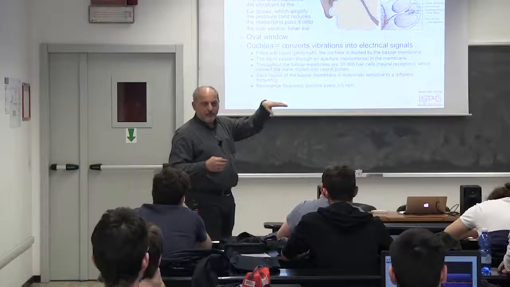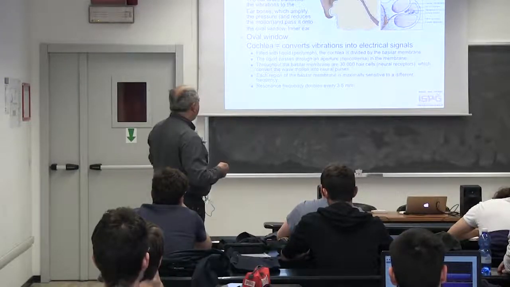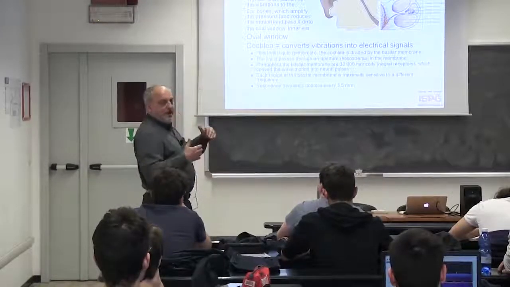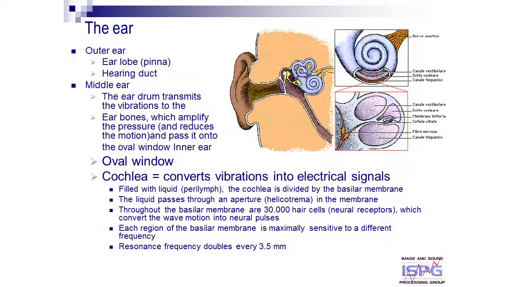So the cochlea is this pipe, which is really a conical pipe, cut in two inside by a membrane called the basilar membrane. The basilar membrane is there in order to collect the electrical signals.